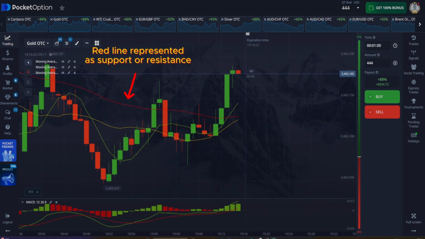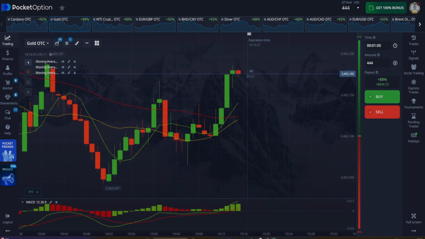But remember, we don't rely on crossovers alone. We must always pay attention to the red line, the 60-period moving average, which acts as a dynamic support and resistance. Every time price touches this line, it often reacts, bouncing or rejecting. And that reaction gives us additional confirmation for a precise entry. By combining crossover signals with the bounce reaction from the red line, this strategy becomes stronger, more accurate, and most importantly, repeatable with consistency.